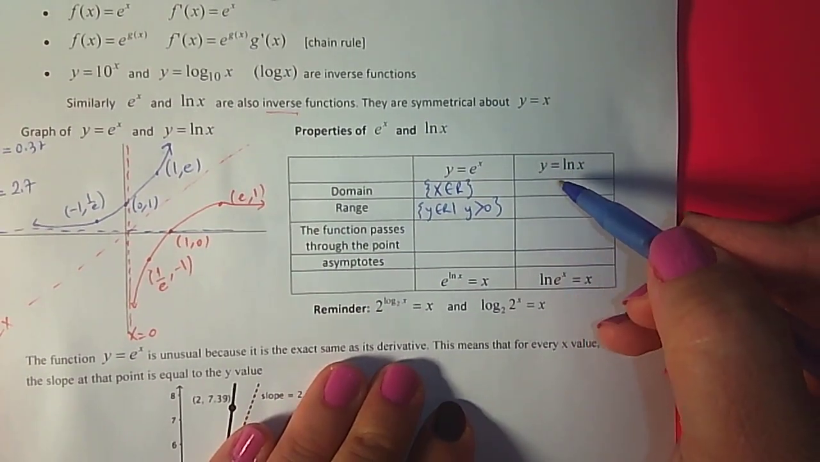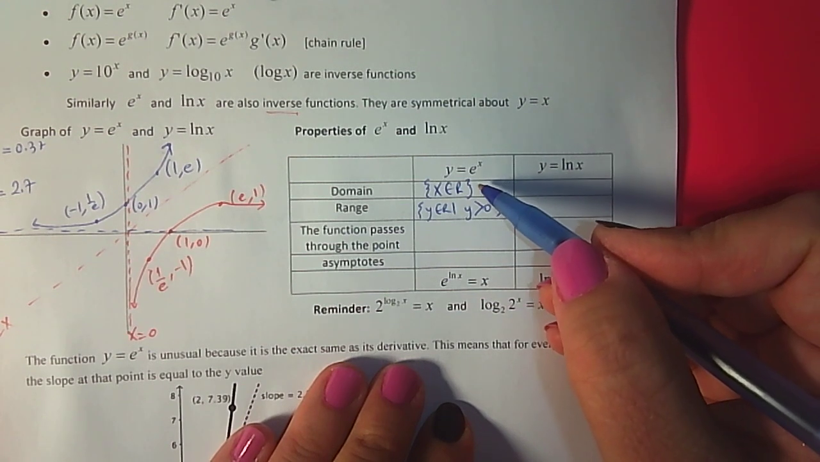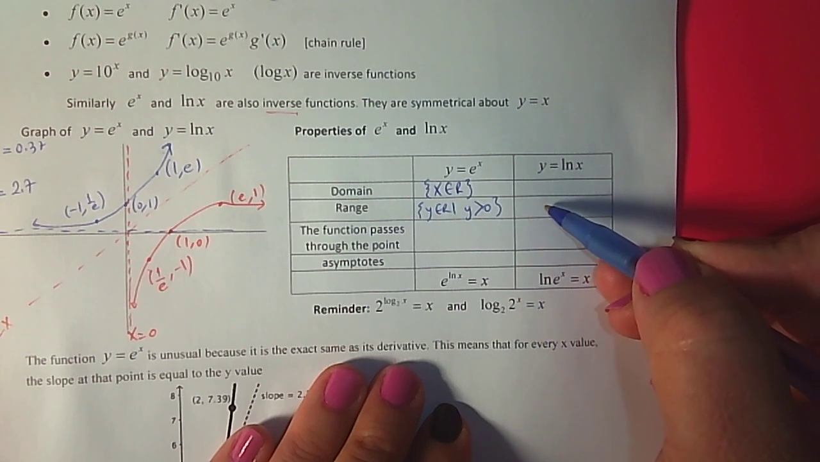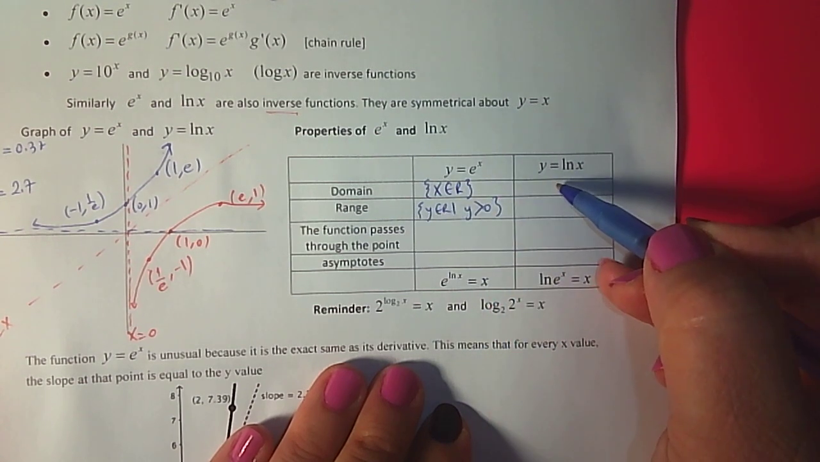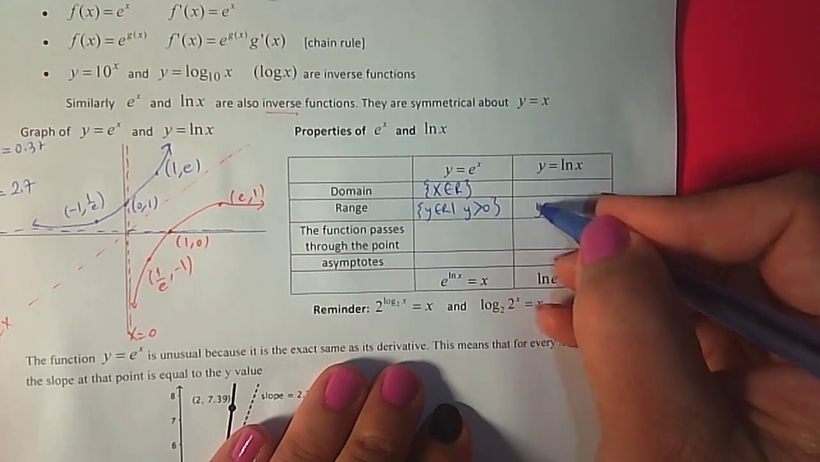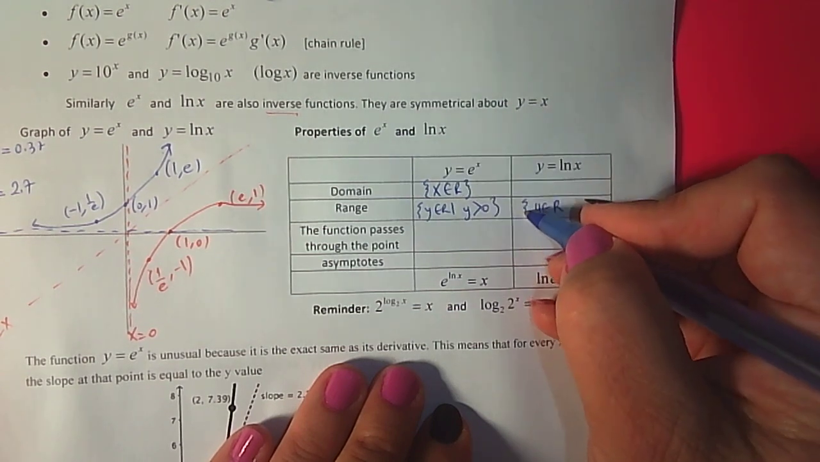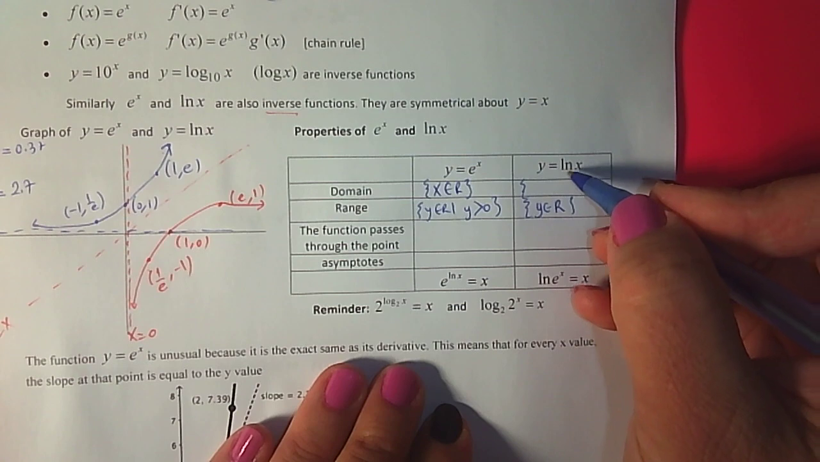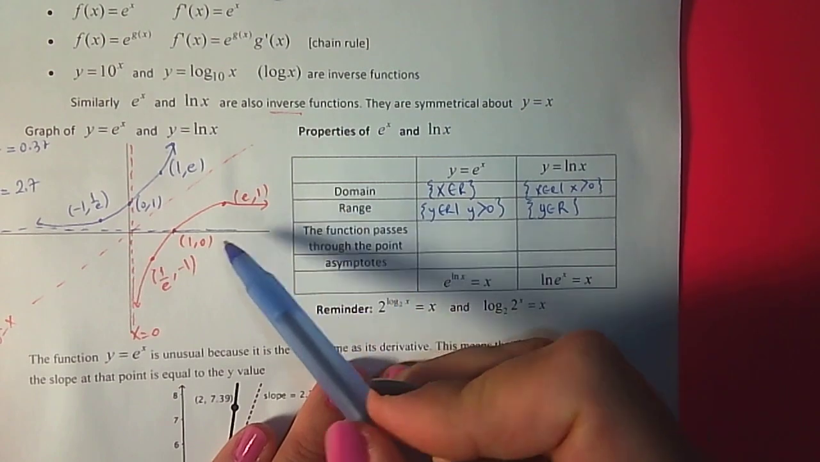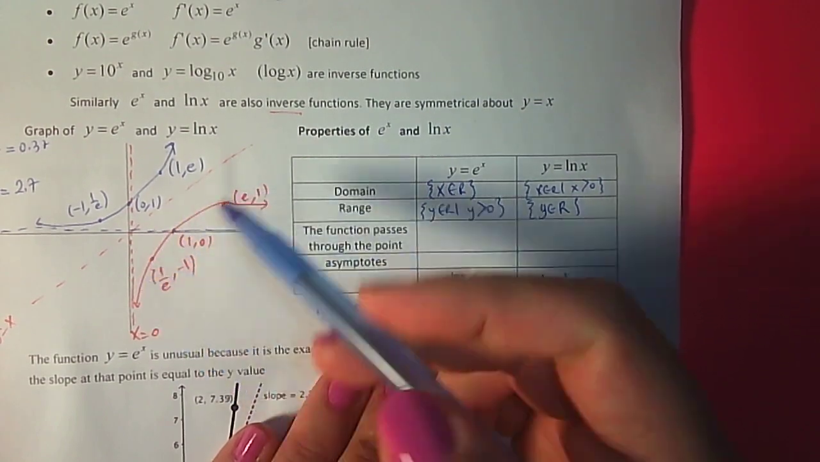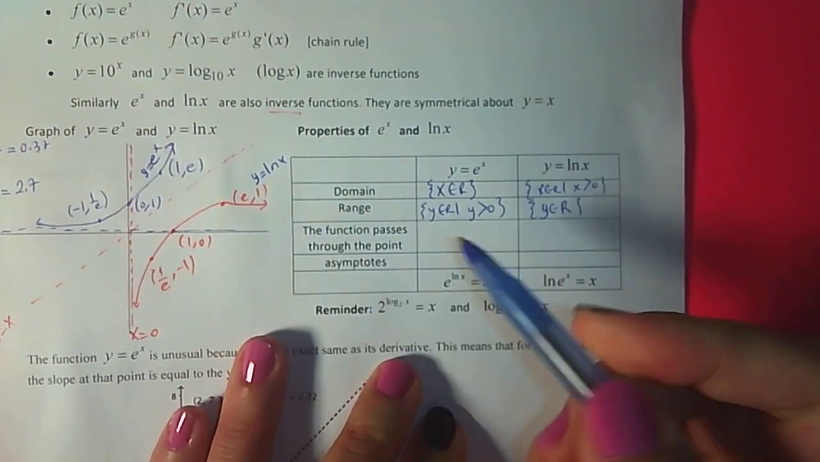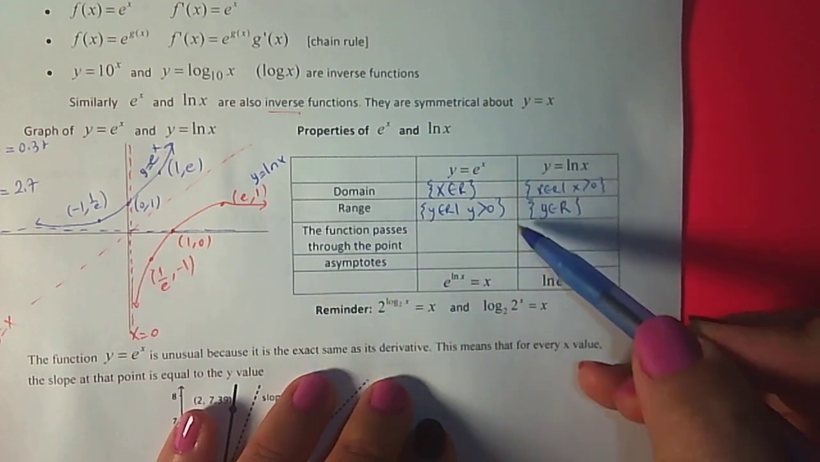So let's write the domain and range of ln x. Let's remember, the domain of the original becomes the range of the inverse, and the range of the original becomes the domain of the inverse. So I can just apply that here and say the range of ln x is y ∈ ℝ, and the domain of ln x is x ∈ ℝ, x greater than 0. But also we could use this sketch, because this is y equals ln x and this is y equals e to the power of x. We could also use the graph to write those.